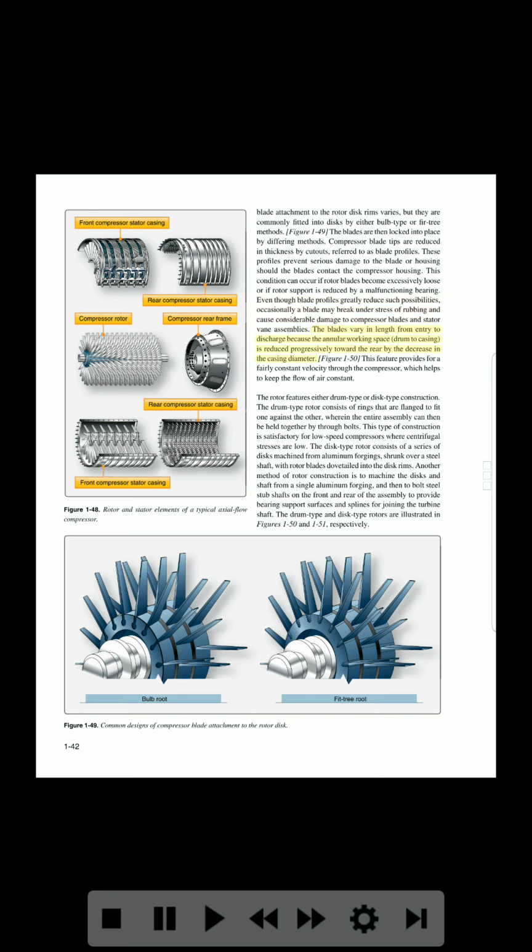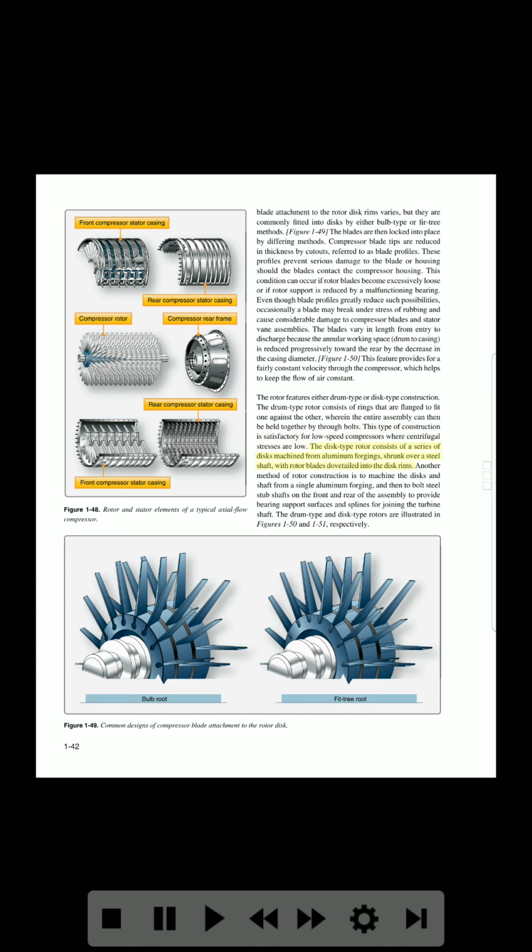The blades vary in length from entry to discharge because the annular working space, drum to casing, is reduced progressively toward the rear by the decrease in the casing diameter, Figure 1-50. This feature provides for a fairly constant velocity through the compressor, which helps to keep the flow of air constant. The rotor features either drum-type or disc-type construction. The drum-type rotor consists of rings that are flanged to fit one against the other, wherein the entire assembly can then be held together by through bolts. This type of construction is satisfactory for low-speed compressors where centrifugal stresses are low.